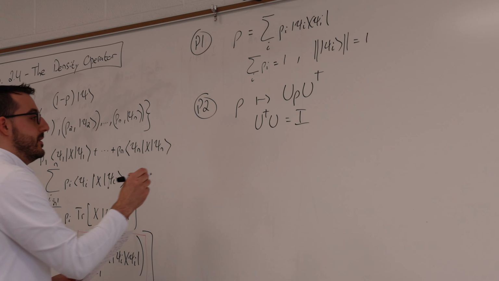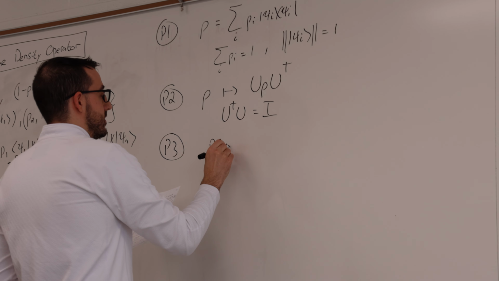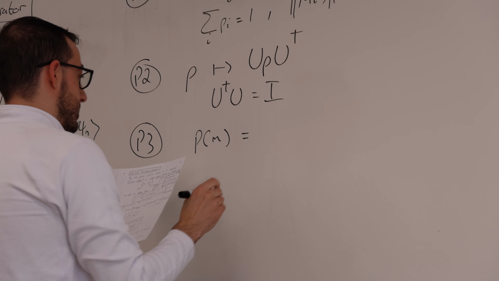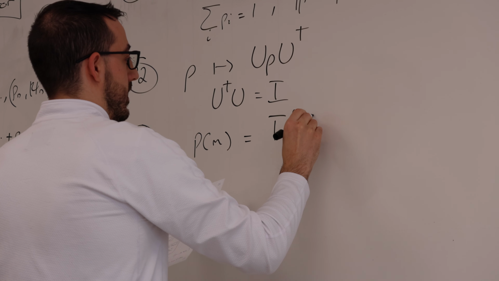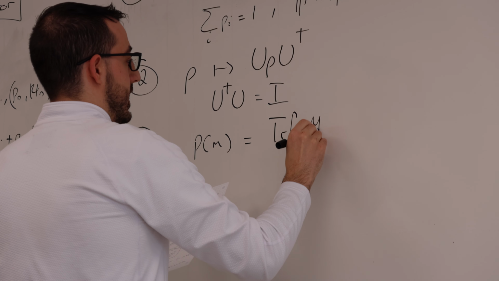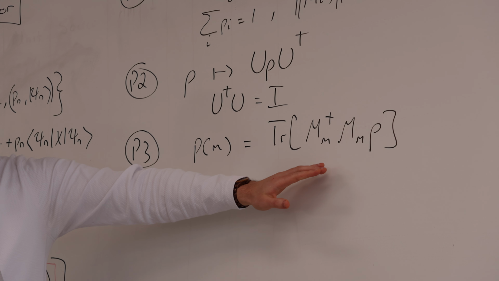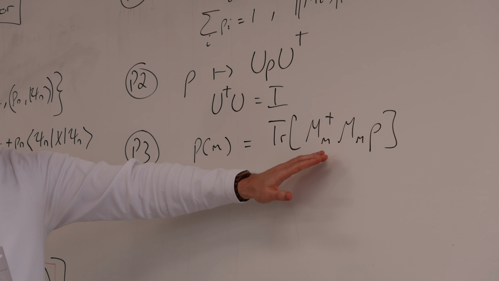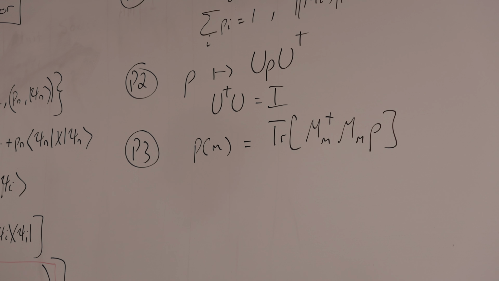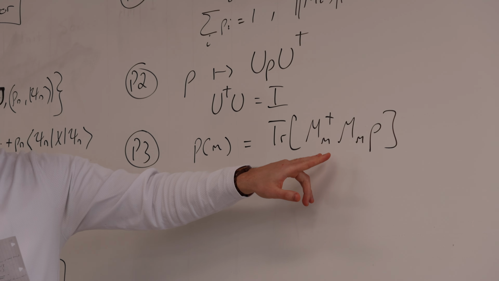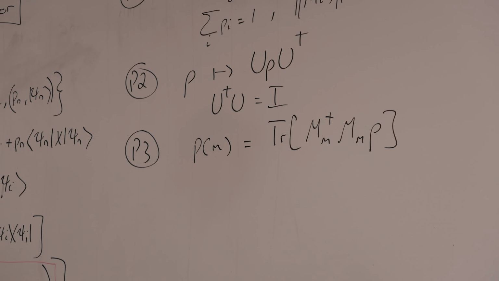Similar thing will happen with postulate 3. I'll write it down for you, and then I'll justify it. The probability of getting a measurement outcome m will be the trace of M_m dagger M_m times rho. Remember, this is our general measurement postulate. The measurement operators M_m are any operators which satisfy the completeness relation: summing over them in this way gives identity.